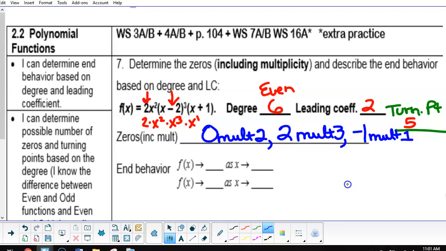Okay. What did we decide both ends were doing? Up. So where do the 2 positive infinities go? At the y values. And then one of these is left and one of these is right. Everybody good?